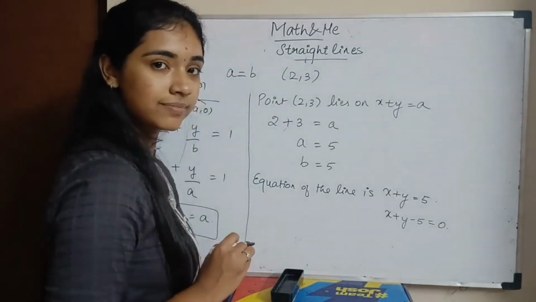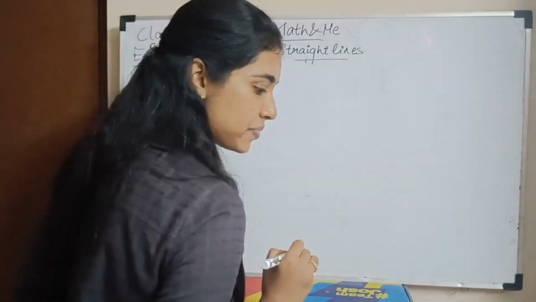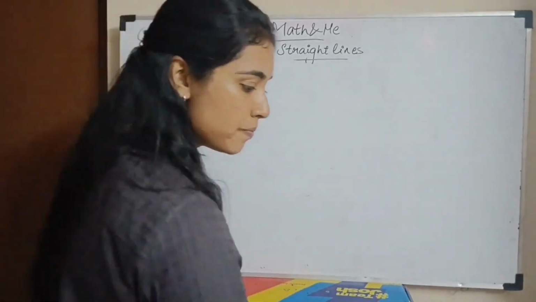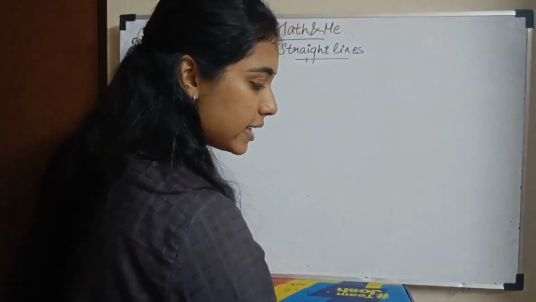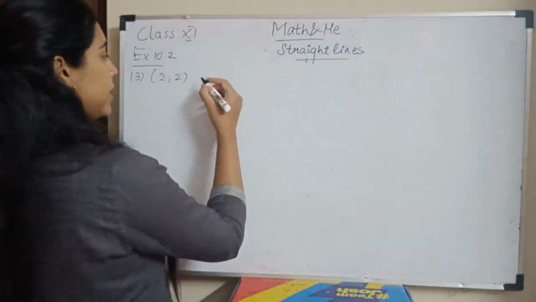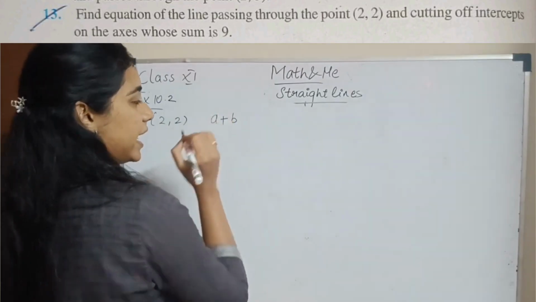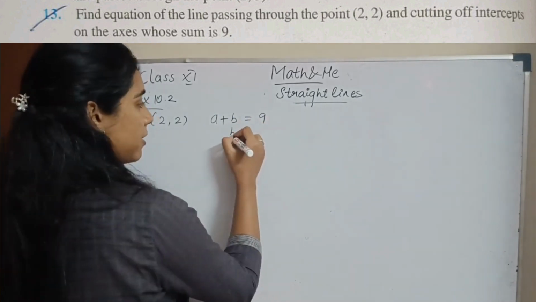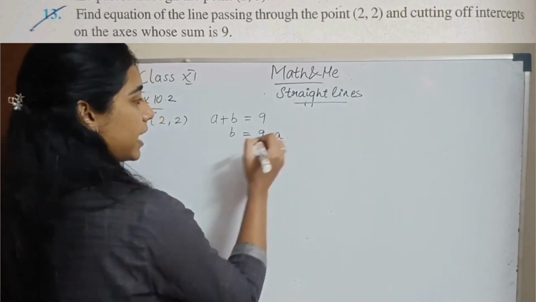Okay. Question number 13. Find the equation of the line passing through the point (2, 2) and cutting off intercepts on the axes whose sum is 9. So the intercepts are basically a and b. They say that the sum is 9. So what do you have? You have b equals 9 minus a.